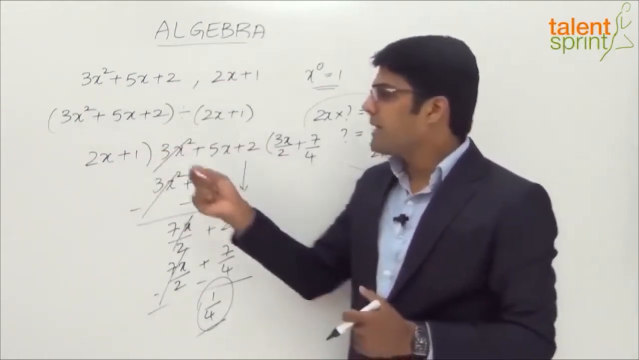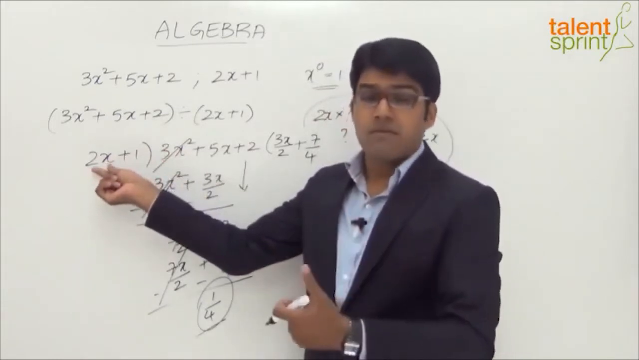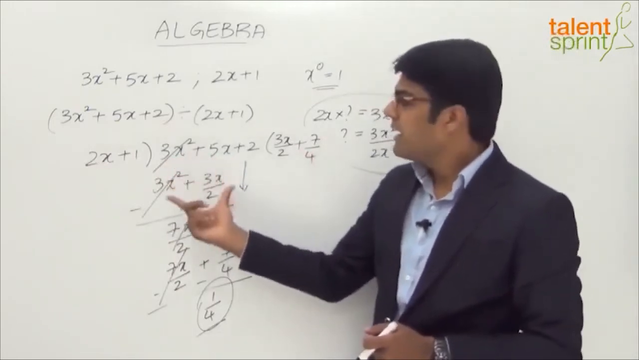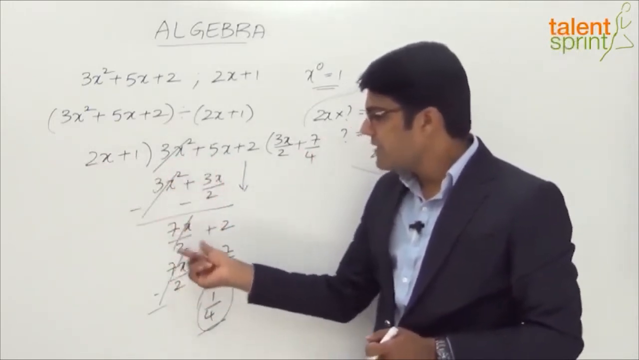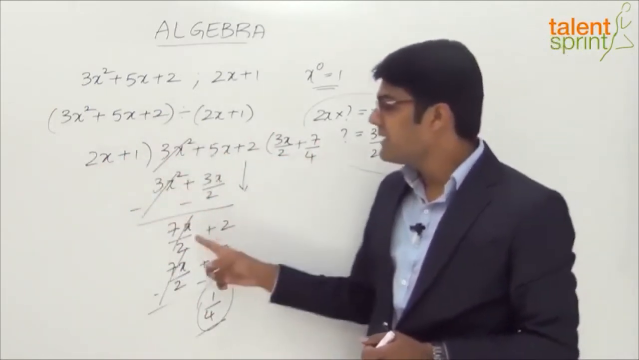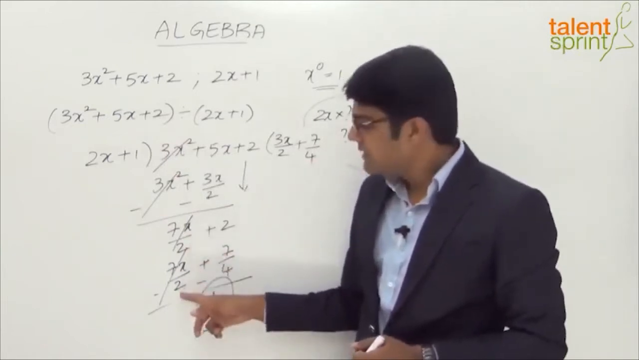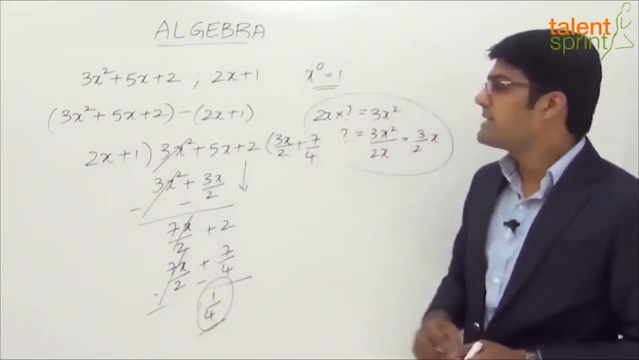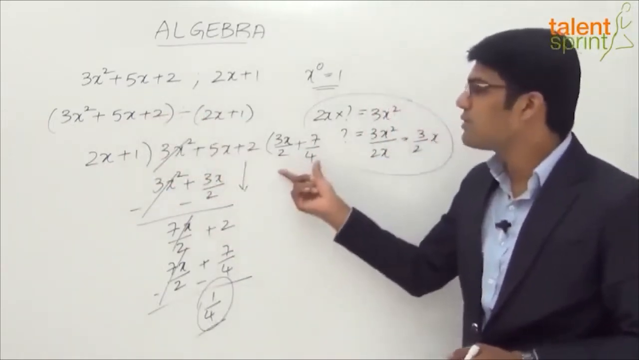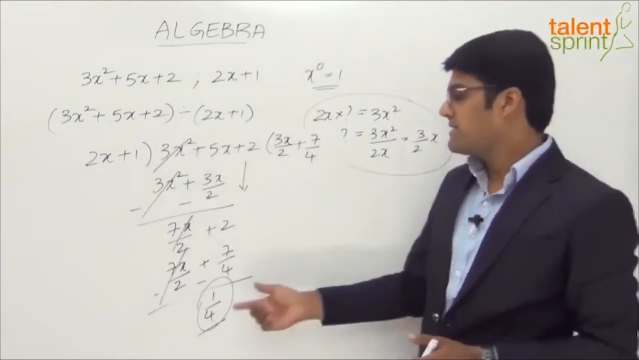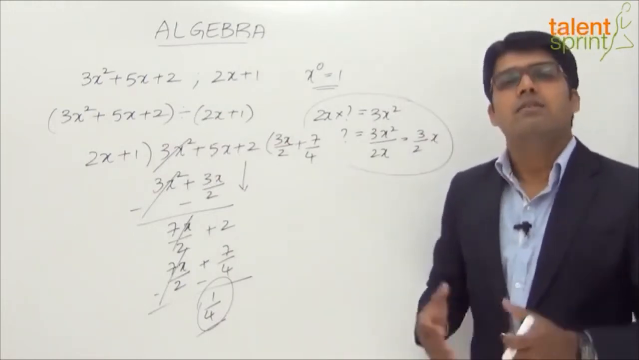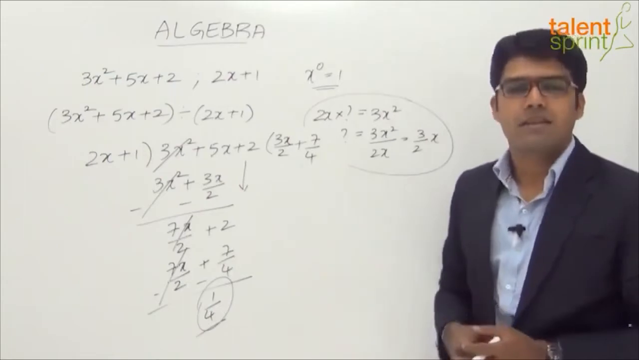The idea here is to multiply the first term of the divisor with some term in such a way that we get the first term of the dividend, and then do the subtraction. Again we are left with 7x by 2 plus 2. Again multiply the first term of the divisor with some term, 7 by 4 in our case, such that we get the first term of the new dividend. And then when we subtract, we are left with 1 by 4. So we can say 3x squared plus 5x plus 2 when divided by 2x plus 1 will give us a quotient of 3x by 2 plus 7 by 4, and there is a remainder 1 by 4. So this is how we can divide two different polynomials, right? This is how polynomials can be divided.